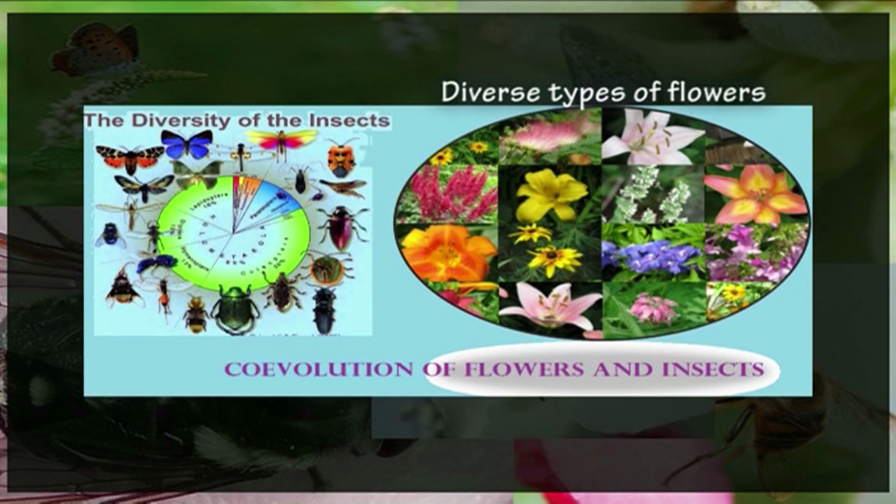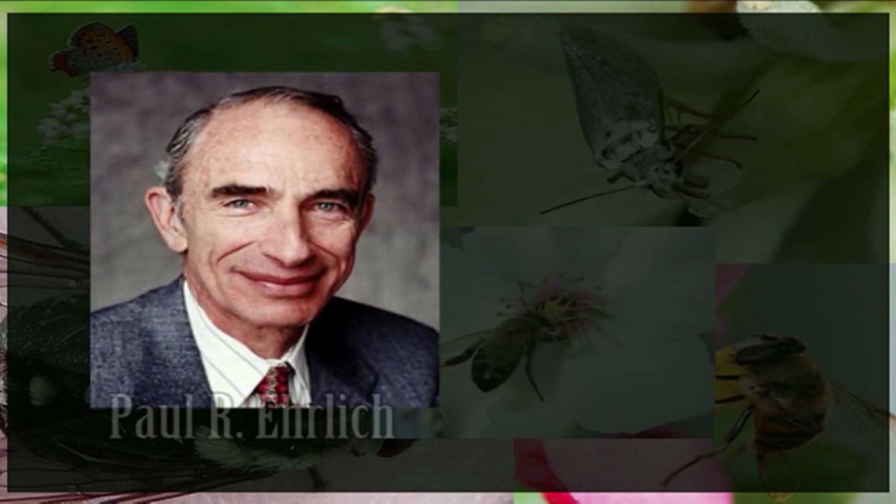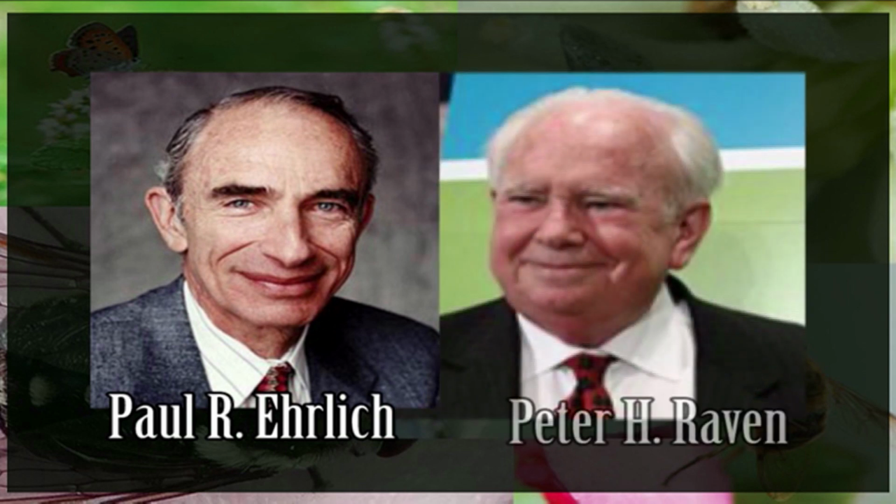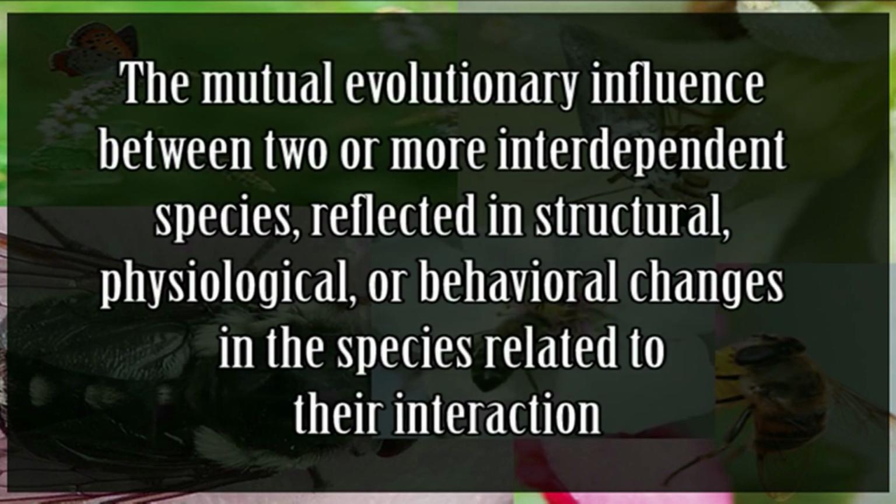And this co-evolution of flowers was with the most diverse taxonomic group on the planet Earth, the insects. In biology, the term co-evolution, coined by Ehrlich and Raven in 1964, is the mutual evolutionary influence between two or more interdependent species, reflected in structural, physiological or behavioral changes in the species related to their interaction.